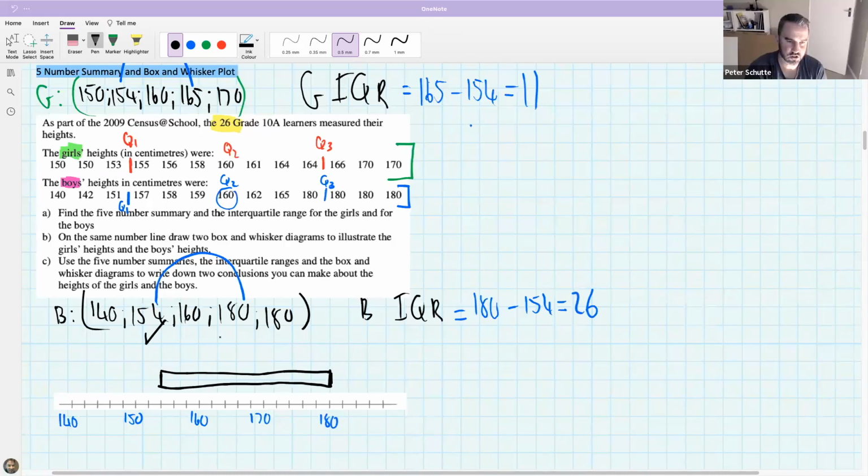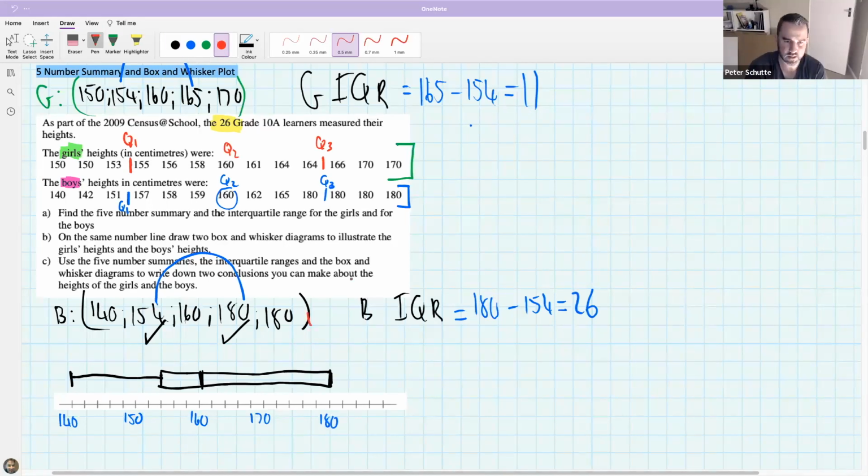So I've done these two. The median is at 160, so the median is over here. And then the distance down to the lowest value goes down to 140. And so the whisker goes down to 140 here. However, it can't go further up than 180. So the whisker is sitting on 180 and it's over there. So that's what boys take care of.